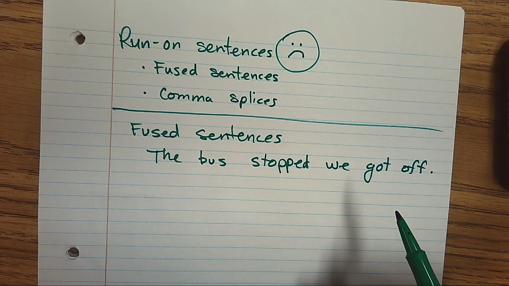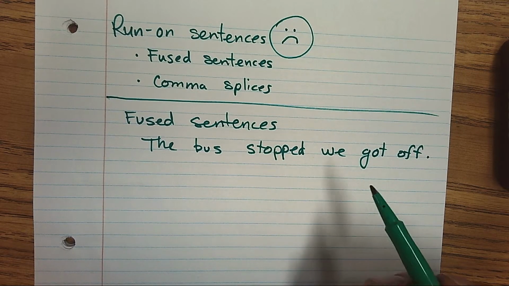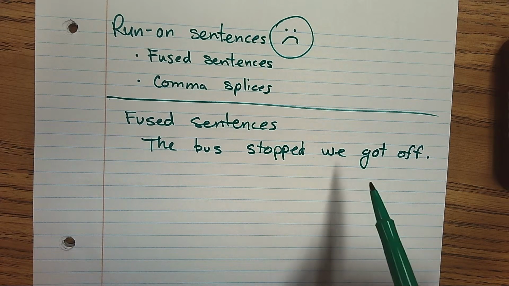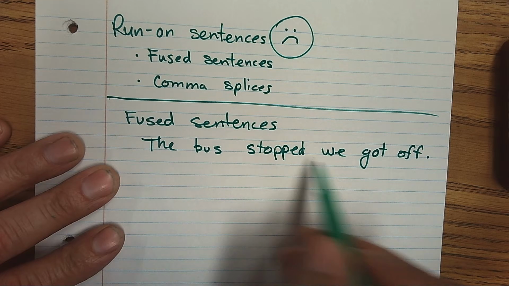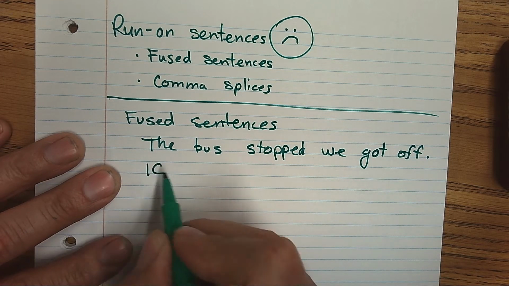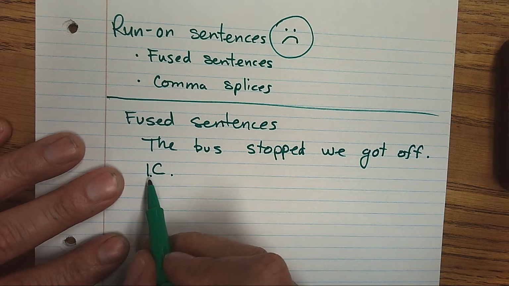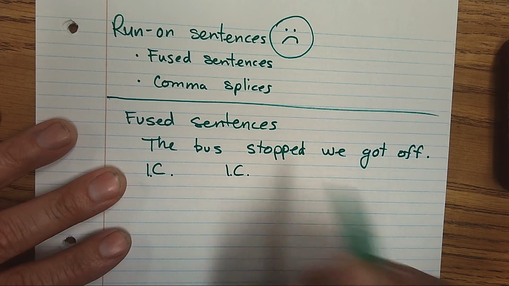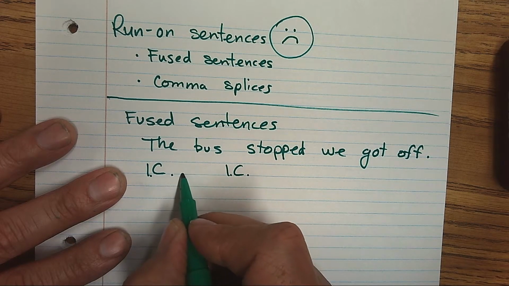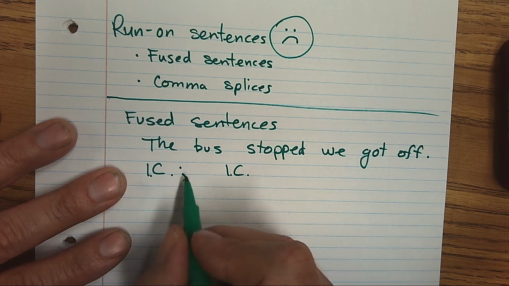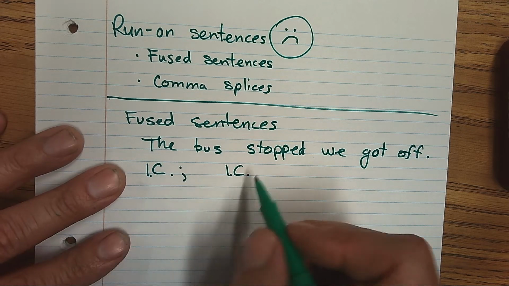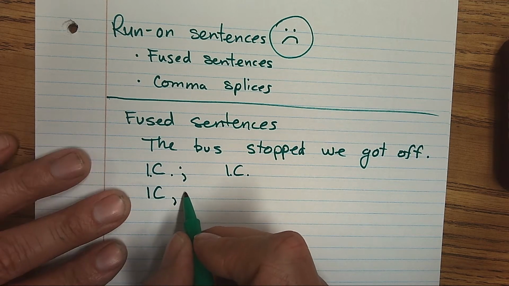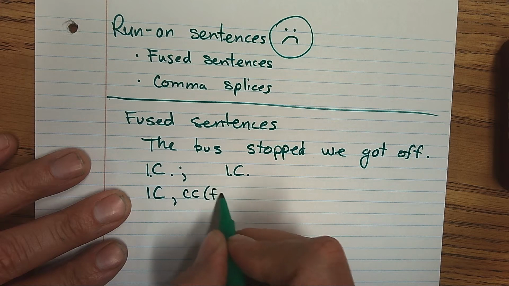Well, how can we correct that? You should hopefully by now know the rules on joining clauses, but we're going to go ahead and go over these again. So if we have two independent clauses like this, I'm gonna use this abbreviation for independent clause. You can join two independent clauses with a semicolon between them, or you can join two independent clauses with a comma coordinating conjunction. It's also known as the fanboys.